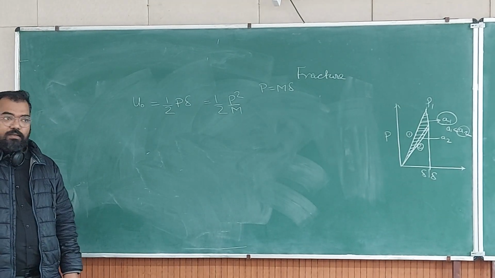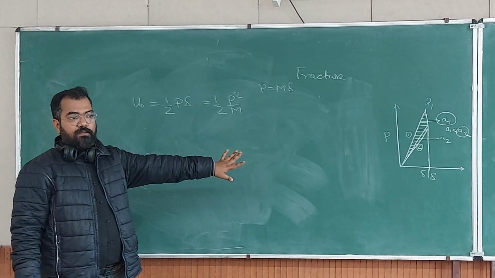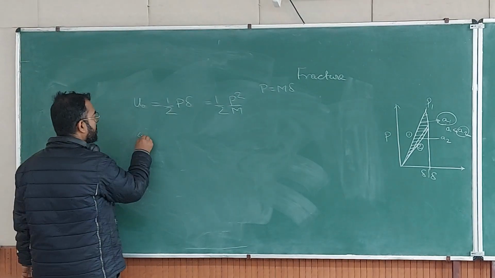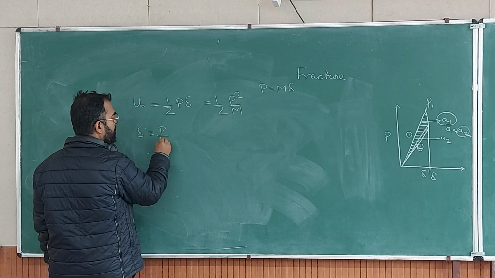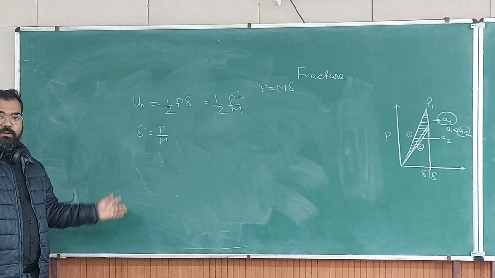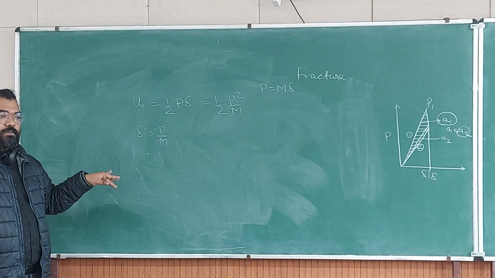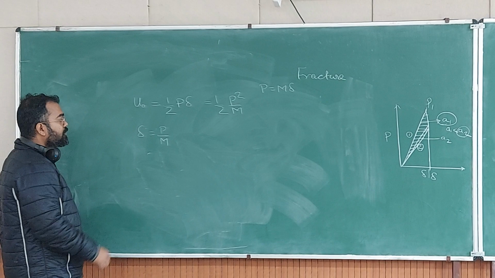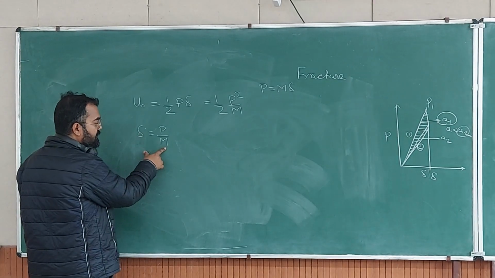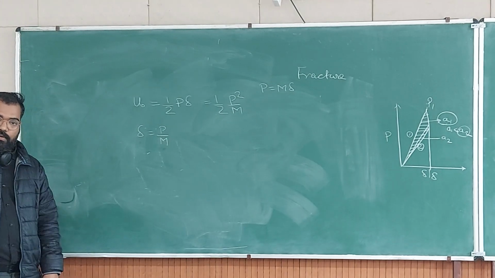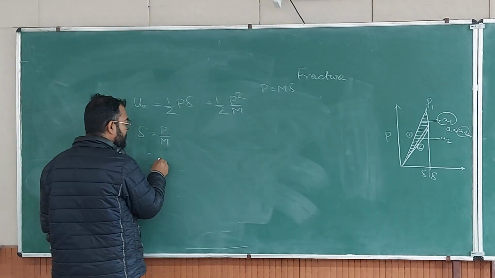In that curve you see that delta is constant. So what is delta? Delta is P by m. So delta 1 is equal to delta 2, that means P1 by m1 is equal to P2 by m2. So then if you do the differentiation, this is constant, so that is going to be 0.